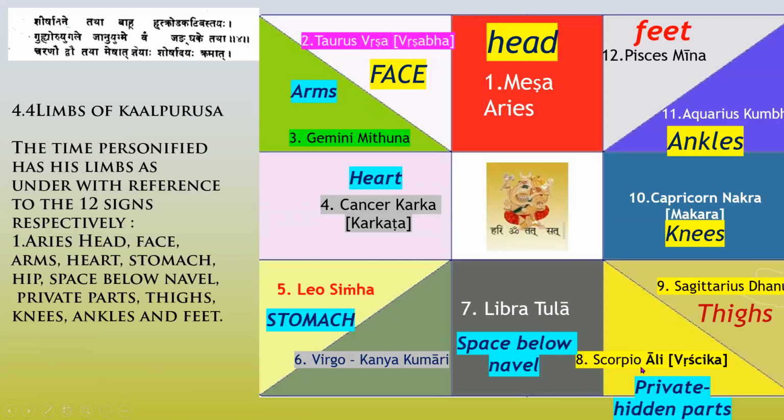Everything which is hidden, like the anus and all that, comes under Scorpio. The thighs are ruled by Sagittarius. Capricorn is knees. We all know Saturn and knees are very strong Saturnian themes. And Aquarius rules the ankles, and feet is definitely Pisces. So that is the scheme of Kalpurusha we normally follow. This is also the shloka you can see from Parashara. So this is a fundamental one.